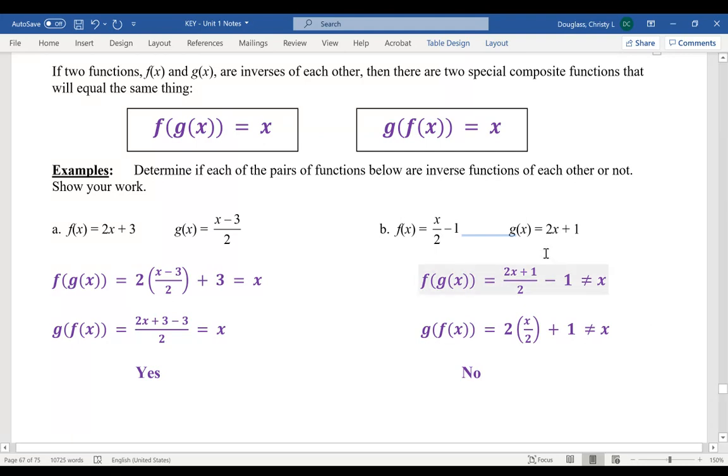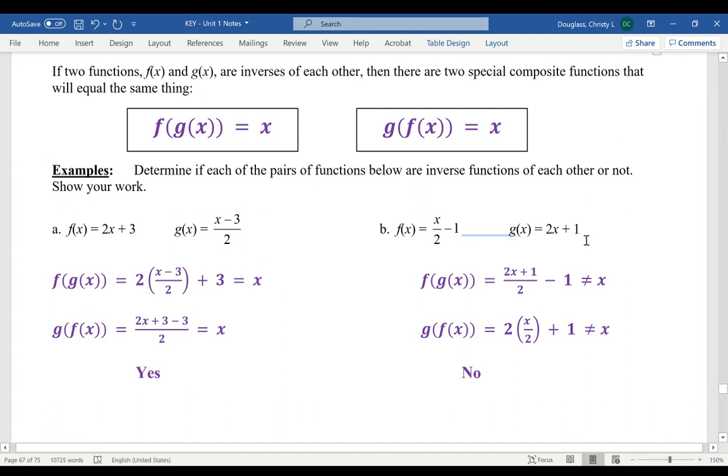In example B, I begin by substituting g of x into f of x. So right here where you see the x divided by 2 minus 1, I'm going to put 2x plus 1 where x is. No matter what you do with that, it's not going to equal x. And I could stop right there. But just for the sake of being thorough, I went ahead and showed you what it would look like for g of f of x.